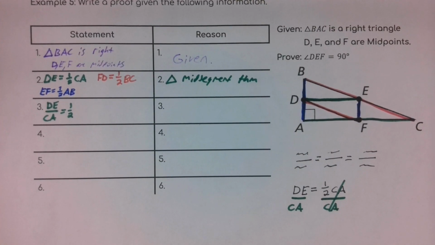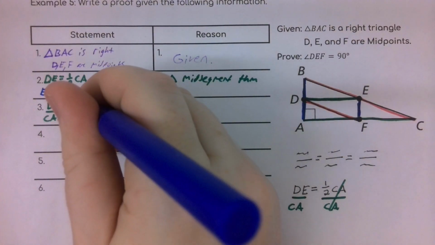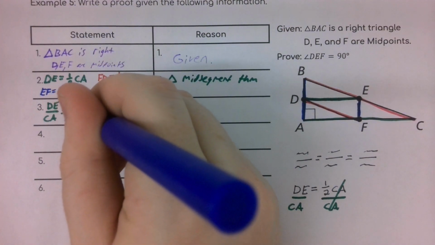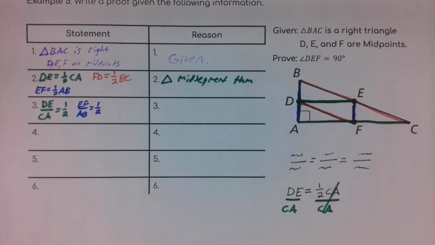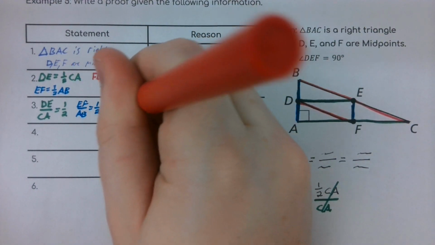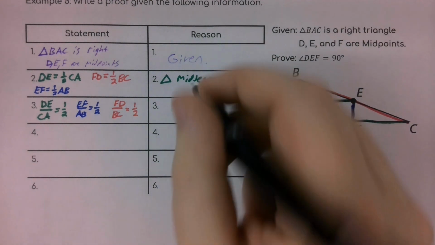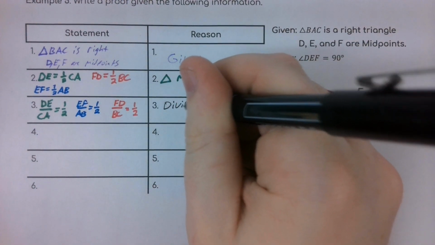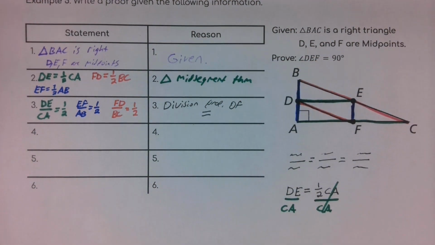And we could repeat that with the other ones too. Like if we divided both sides by AB in this problem, we would get EF over AB equals 1/2, because we're moving the AB to the other side. And we could get FD over BC equals 1/2. What property does this? Well, since we divided both sides by the same thing, this is just the division property of equality that allows us to divide both sides by the same quantity.